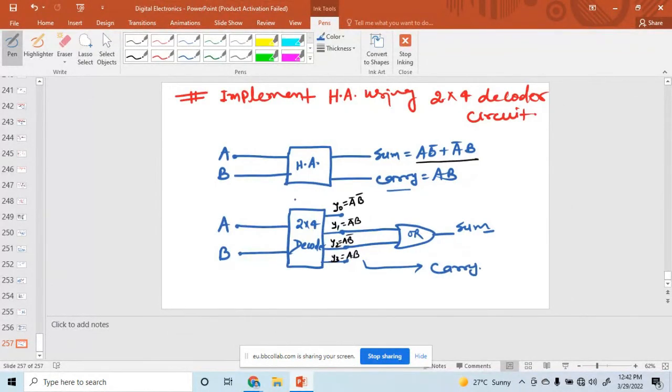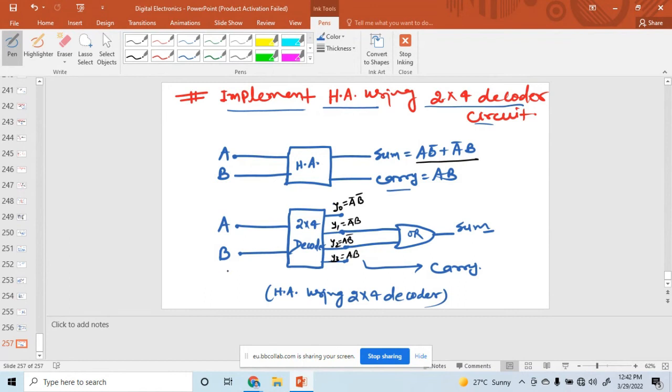Carry. So this circuit is, you can design and implement a half adder using a 2 to 4 decoder. This circuit is a half adder, using a 2 to 4 decoder. Do you understand? Yes or no? Does anyone have any doubts or any query?